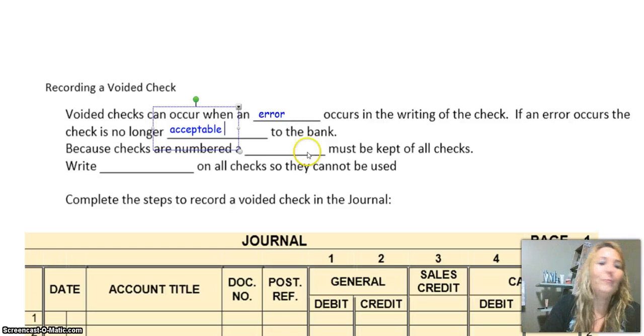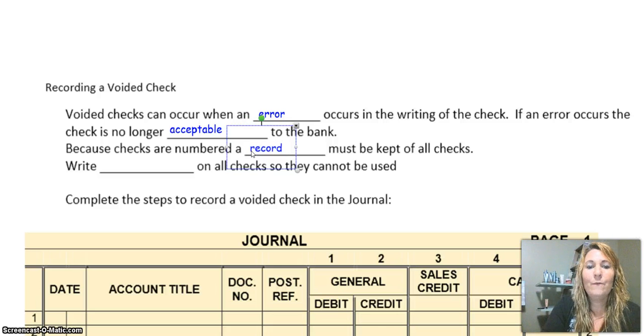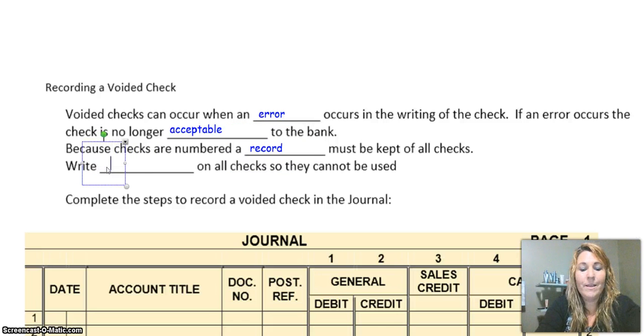Okay, because checks are numbered, a record of all checks must be kept. So if we mess up and we are going to rip that check up and throw it away, we still need to record that we had a voided check. We are going to actually write the word void across the front of the check so that it cannot be used again.